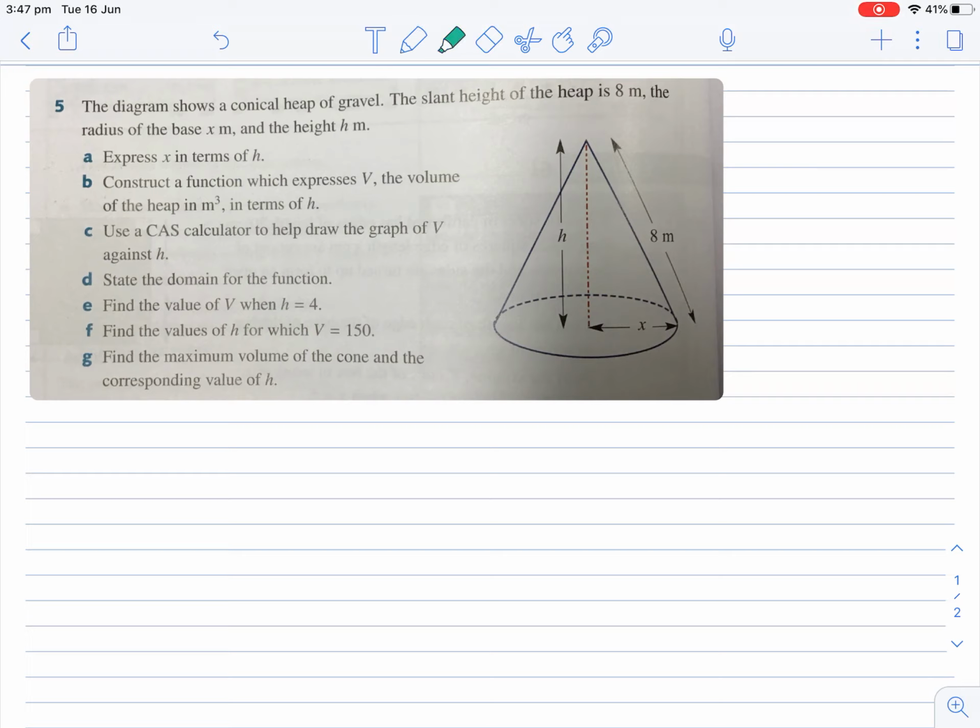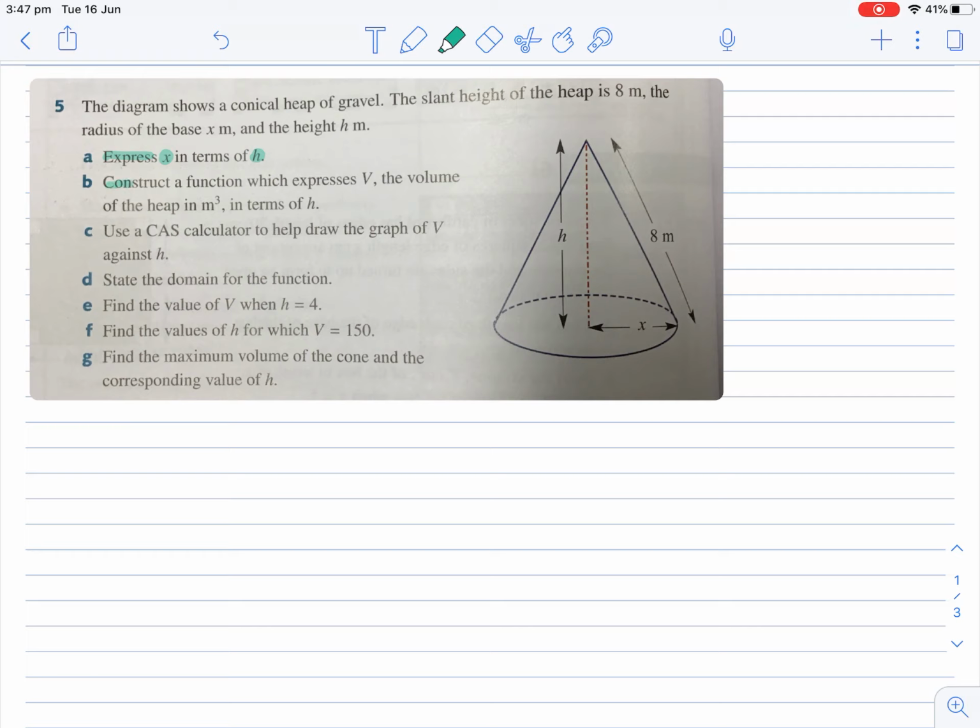So as I've mentioned previously, read and reread the question. We really want to try and understand what is happening in the question and think about what maths we might be able to bring to it before we go too far. So the first thing, I have to express x in terms of h. So I've got to come up with some formula that links x and h together.